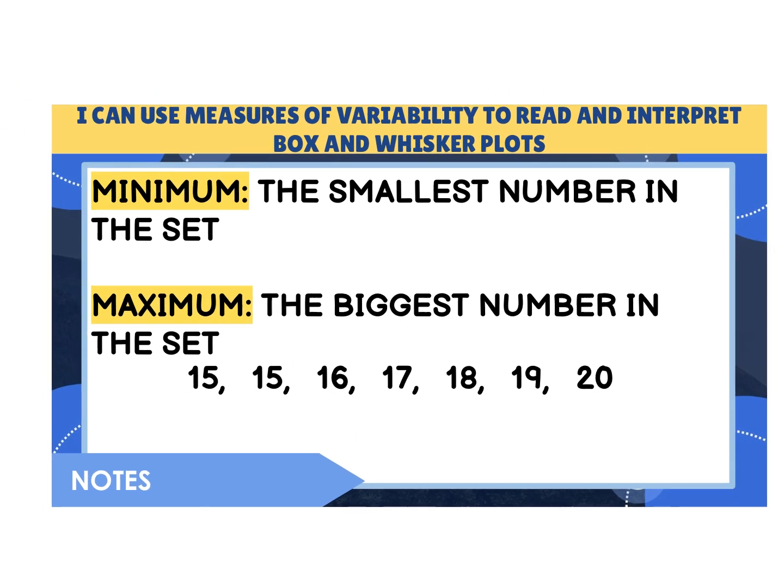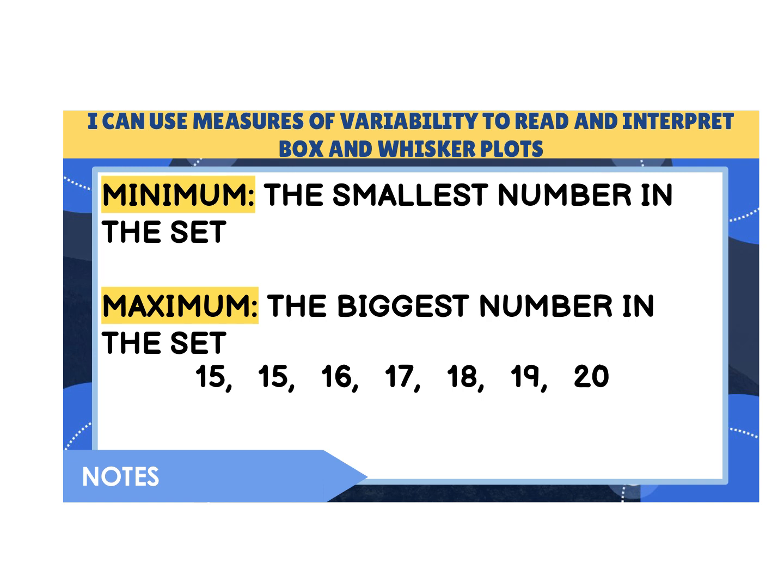And then we have the minimum, which is the smallest number in the data set, and maximum, which is the biggest number in the data set. So when they're ordered from small to big, it's easy to see that 15 is the minimum, our smallest number, and 20 is the maximum, our biggest number.